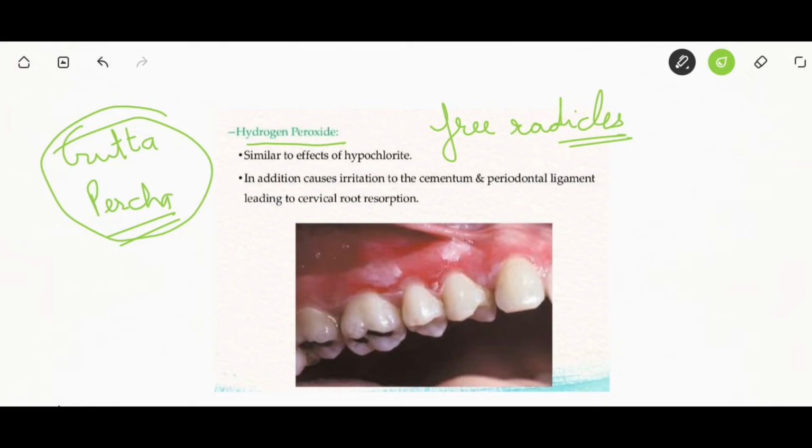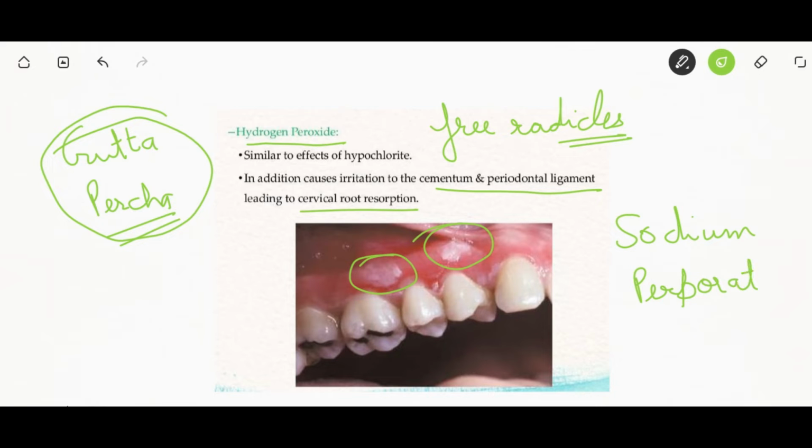Next comes sodium perborate. It is used as a mouthwash, bleaching agent, and in dentifrices. You will note that it causes inflammation, edema, and ulceration of the mucosa.